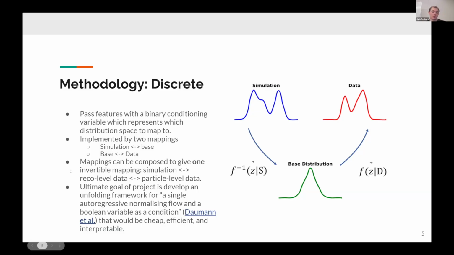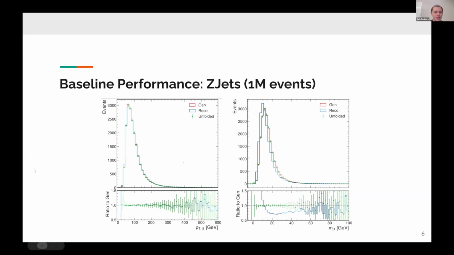And so the ultimate goal of this project is to develop this unfolding framework for a single flow with a Boolean variable as a condition that would be cheap, efficient and interpretable. Thanks to its invertibility, it is interpretable, much more than most neural networks now. Whether it is cheap, well, it is cheap. The model we use is fairly small. Efficient, you can decide that for yourself.